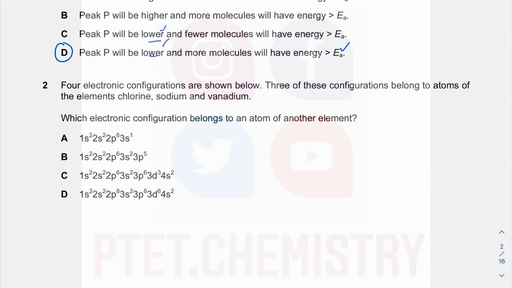Number 2, you have 4 electronic configurations. 3 of these belong to chlorine, sodium, and vanadium. Chlorine is group 17, sodium is group 1, and vanadium is a D block element. By D block I mean they belong to the transition metal series, which are right in the middle of your periodic table. Vanadium should have the argon configuration. After argon, which is 18 electrons, you will have potassium and calcium. That is your 4s2. Vanadium is group 5, so there will be 3d3.